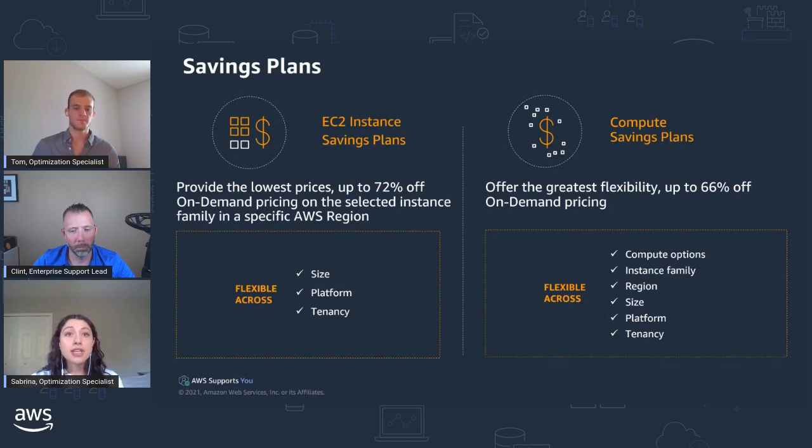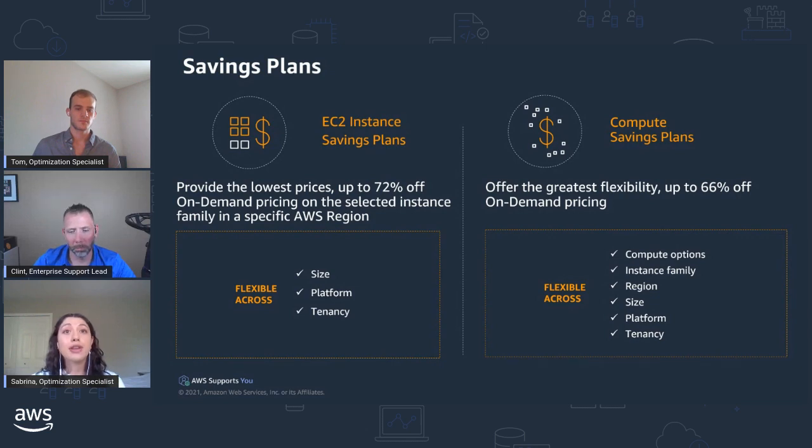And the compute savings plan, on the other hand, will not offer as high of a percentage of discount. However, it will provide the greatest amount of flexibility. So compute savings plan discounts are flexible across instance family, AWS region, operating system, tenancy, and along with covering Amazon EC2, the compute savings plan will also cover AWS services, AWS Lambda, and AWS Fargate.